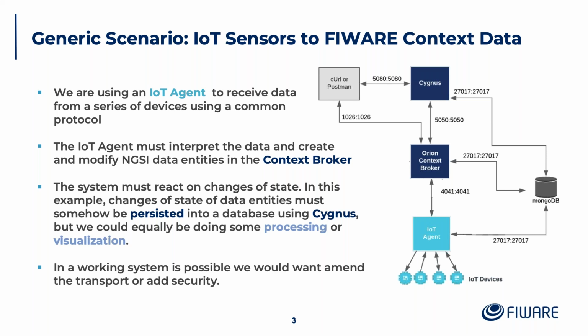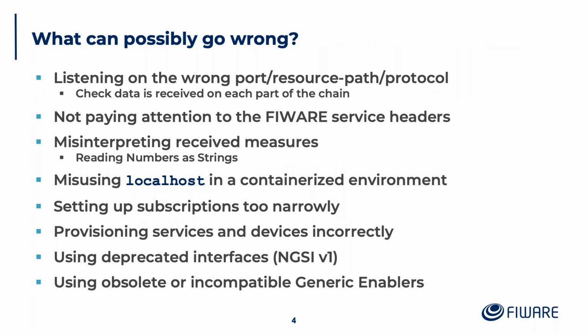So what can possibly go wrong? You could quite easily be listening for data in the wrong place. You could be listening on the wrong port. You could be listening on the wrong resource path. You could be setting up your IoT agents to listen on MQTT, but actually be sending data on HTTP. You need to make sure you can get the configuration in the right format. You could be failing to pay attention to the FIWARE service headers.